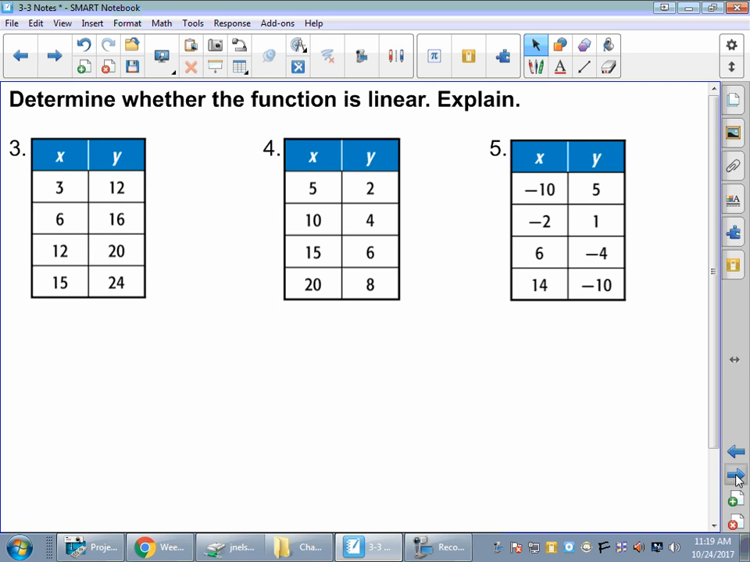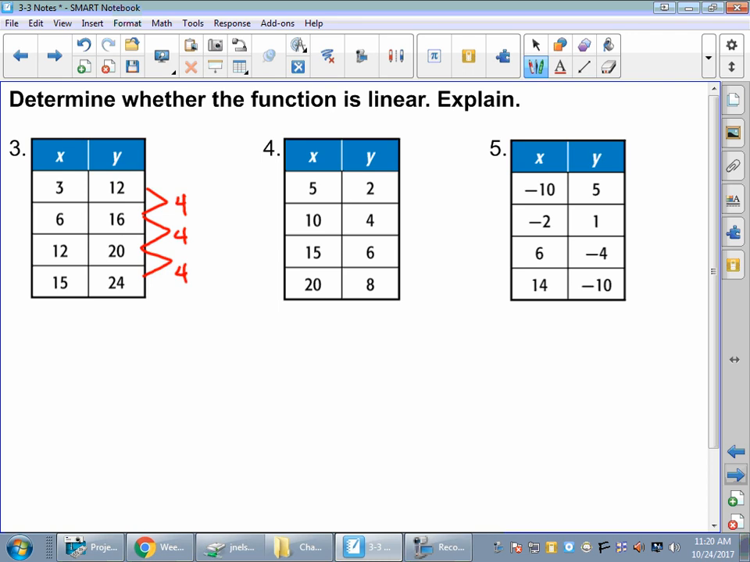Determine whether the function is linear. Well, we said if it's linear, it has to have a constant rate of change. So I'm going to quickly go through this and just show with the table of values that things are constant or not. So my y value went up by 4. From 16 to 20, we went up by 4. And from 20 to 24, we went up by 4. So my y values were constant.